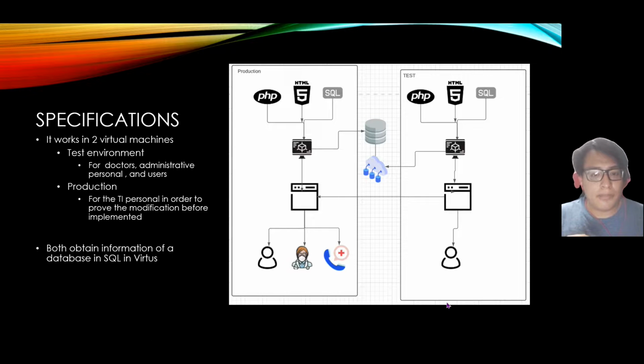HTML, and SQL. Both systems are in virtual machines, but the difference is that the production virtual machine is in a server with a provider that is named Virtus, and the test environment is on a local machine in order to make modifications. Both have the same code, the same connection, same files, all is the same.